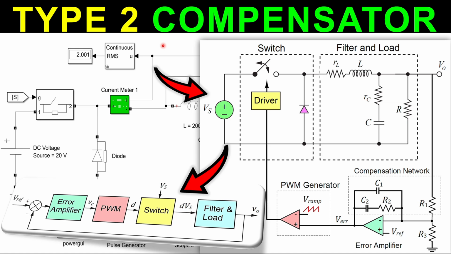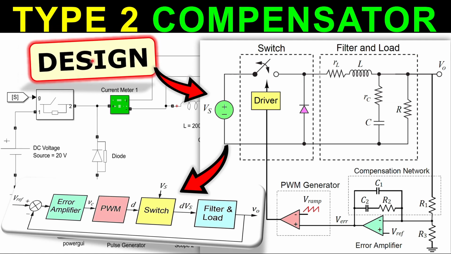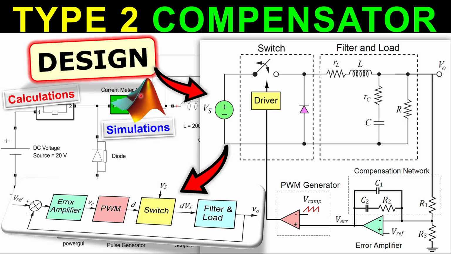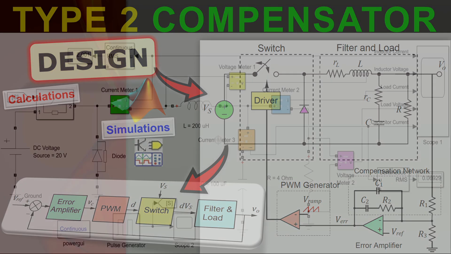In this example we will discuss the type 2 compensator for the buck converter. In the previous example we have looked at the design of a type 3 compensator, so this is another example where we use a type 2 compensation. Of course we will see how we can generate the plots and also the calculations step by step, and also verify this in MATLAB Simulink and also in TI SPICE simulations.